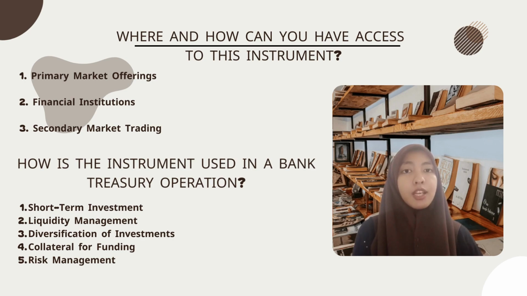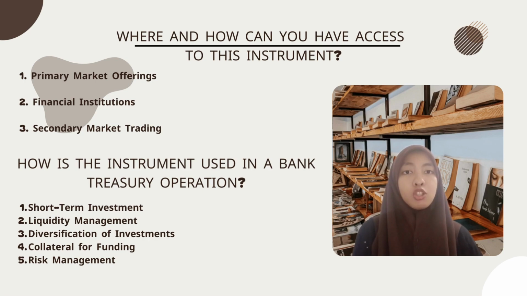The secondary market for Cagamas commercial papers operates through dealers, brokers, electronic trading platforms, or other marketplaces. Investors can engage with these intermediaries to participate in the trading of Cagamas commercial papers. Next is how the instrument is used in a bank treasury operation.